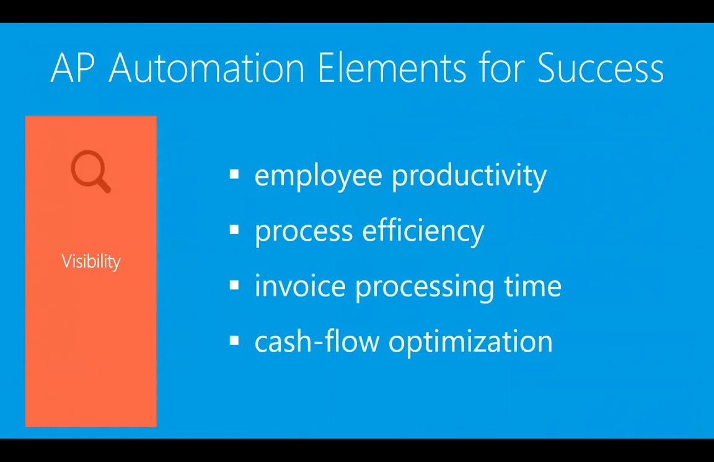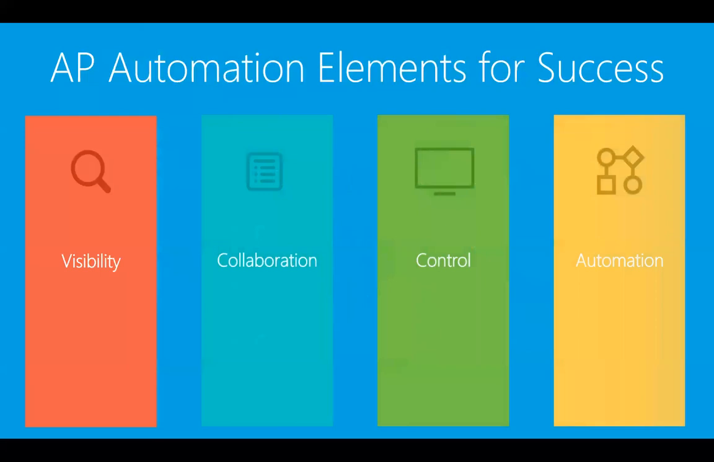Visibility into liabilities and operating expenses is the basic requirement for most major functions within an enterprise. It is used to give the overall view of operations and establish standards on which to base strategies for performance improvements. It's also the key factor in giving the AP department a higher degree of influence as strategic partners in the business. So, employee productivity, process efficiency, invoice processing time, and cash flow optimization.